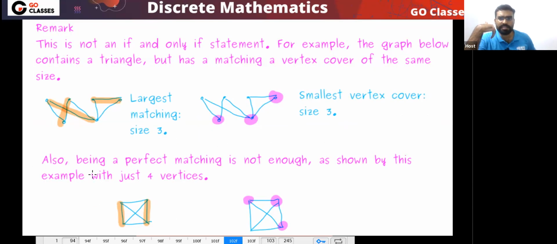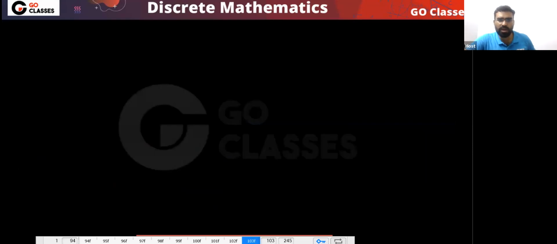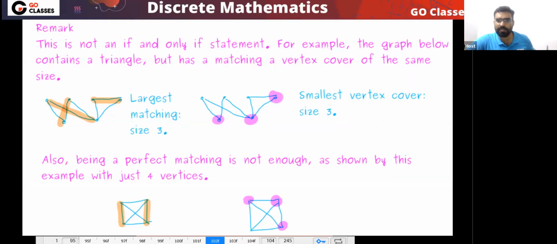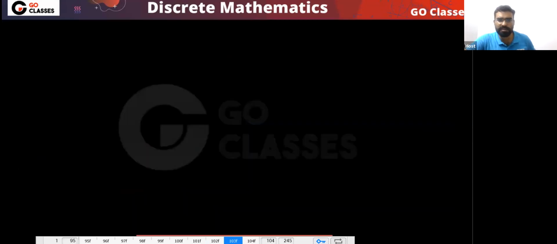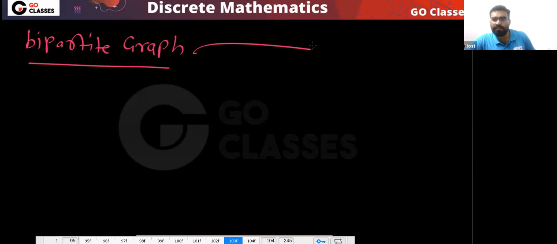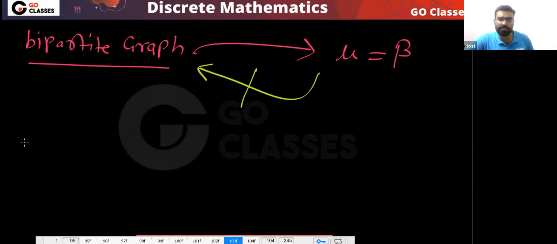But remember, this is only a one-way theorem. So if you have a bipartite graph, then this will happen. But if this is happening, it does not mean you have a bipartite graph. Is this clear? If you have a bipartite graph, then mu will be equal to beta. But remember, mu equal to beta does not mean bipartite graph.